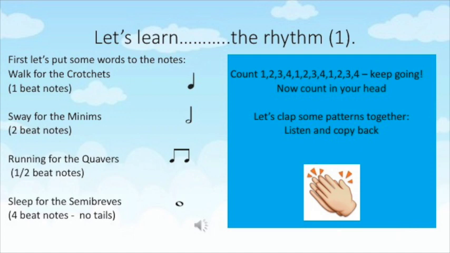Minims are worth two beats and the word is sway. Here we go. Sway-a, sway-a, sway-a, sway-a, sway-a, sway-a. Fantastic. Let's have a go at quavers. The word is running. Here we go. Running, running, running, running. Good. Now let's have a go at semibreves. Sleep-e-e-eep, sleep-e-e-eep, sleep-e-e-eep, sleep-e-e-eep.